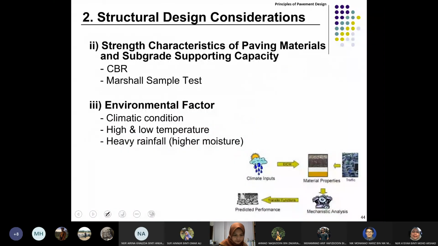Strength characteristic of paving material and subgrade. Subgrade dia guna CBR test. Tapi untuk paving material yang top layer kita guna Marshall. Environment factor, climate condition, high and low temperature, heavy rainfall. So benda-benda ni you kena consider dalam paving design lah. This is more to environmental factor. That would actually take up a very powerful impact lah to our strength of the road.